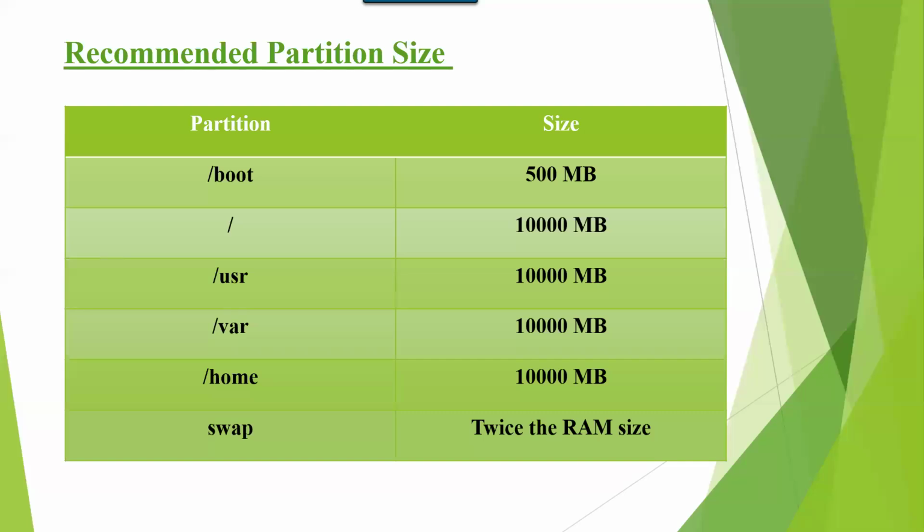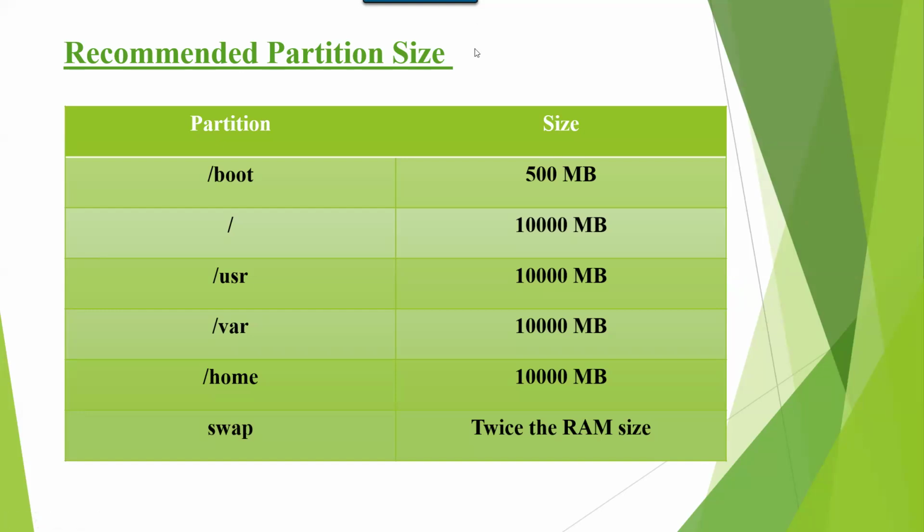Okay, so I'm repeating, / and swap are the compulsory partitions in Linux. / is compulsory because it is a parent directory. And swap memory is compulsory to increase the performance of physical memory, means RAM. So / recommended size is 10 GB and swap is twice the RAM, double of our physical RAM. Remaining partitions are not compulsory. They are just recommended. They are not compulsory to create. If you don't create also, not a problem.